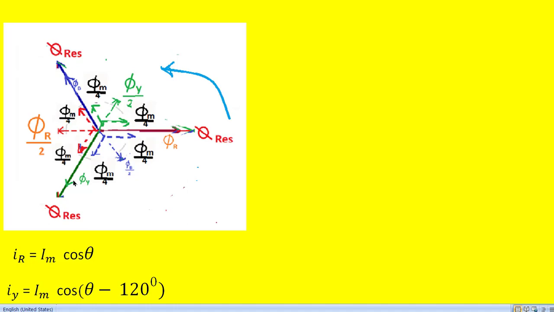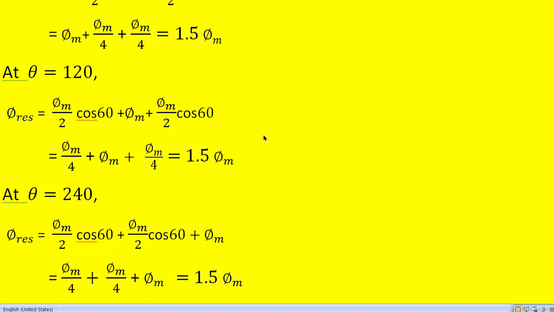So we have to add all these fluxes vectorially, and then we get the resultant flux like this. Let us see once we add this at 120 degrees. So we have seen how the flux vector diagram appears. Only the Y phase vector is getting the positive, maximum current, whereas the other phase currents are negative, and they are half.